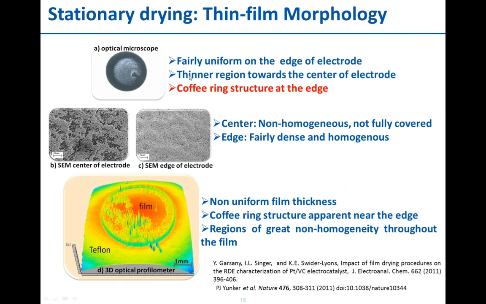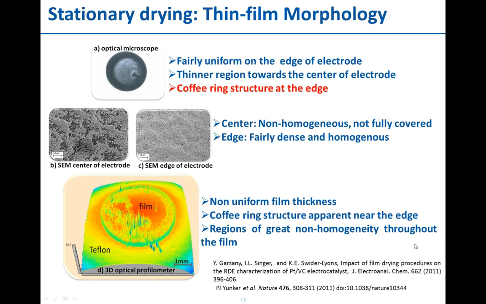If we do a study and look at how a stationary film would look, in this case I looked at it on the optical microscope again, so we see it's fairly uniform on the edge, and it's a very thin film in the center of the electrode, and we have a coffee ring structure at the edge. And if you do SEM pictures, again you see the same thing. You see very thin film in the inside of the electrode, and more dense and homogeneous film on the outside of the electrode.